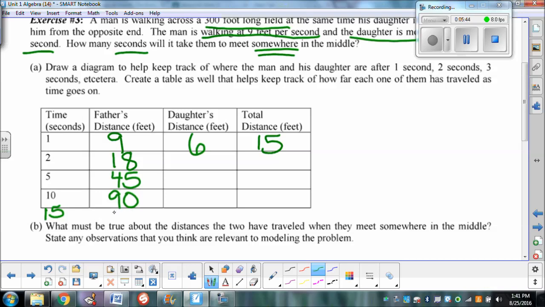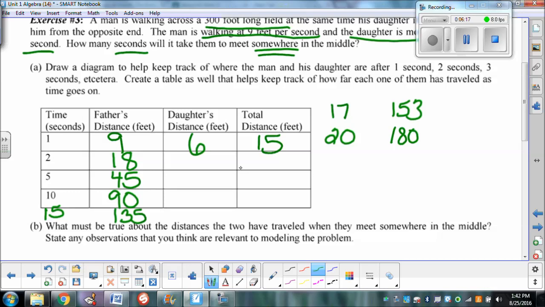So 15 times 9, he's traveled 135 feet. And I'm going to continue to extend it and say, all right, well, what if I go over here to 17? 17 times 9 is going to be 153 feet. And then, I don't know, I might jump up to 20. You'll see why I'm doing this in a second. So 20 times 9, he's traveled 180 feet.